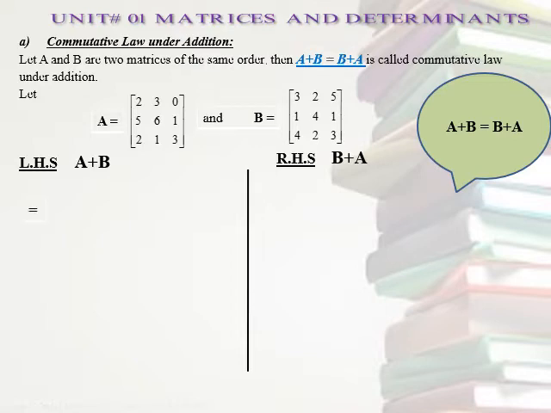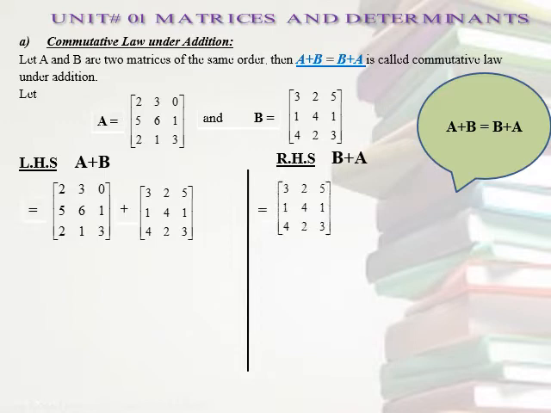On the left hand side, A is written first, so I'll write matrix A first, then the plus sign and then matrix B. And on the right hand side, B is written first, so I'll write matrix B first, then the plus sign and then matrix A. The sequence of matrices A and B is different on both sides, but the answer of the left hand side and the answer of the right hand side should be equal.